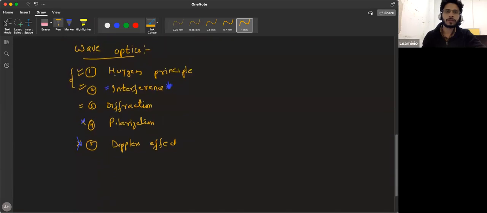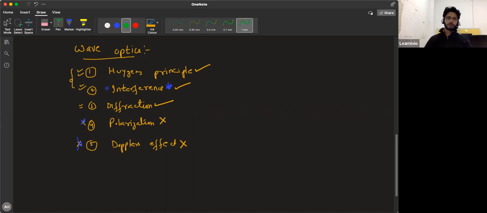In wave optics, these are the chapters that you will study: Huygens principle, interference, diffraction, polarization, and Doppler's effect. Polarization is deleted, Doppler's effect is deleted, and a major portion of diffraction is also deleted from your syllabus. Huygens principle is a very small, theoretical, one-lecture topic. The major topic in your syllabus in wave optics is interference. Diffraction is a very minor topic, hardly one lecture. Polarization and Doppler's effect are not in your syllabus.